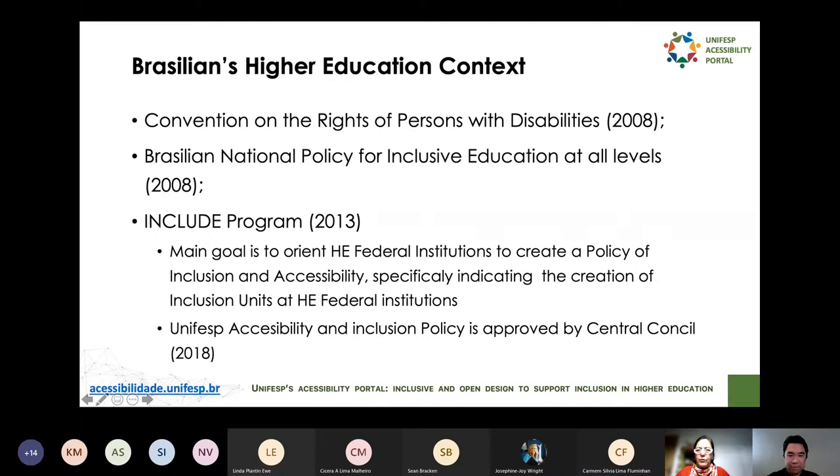And we also have private universities. Our university, UNIFESP, is a federal university, so our budget comes from the central government. The education ministry created a program called Include Program, to stimulate universities to create programs and policies to include students with disabilities.